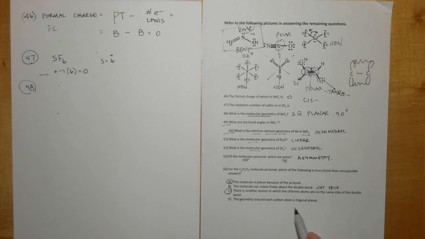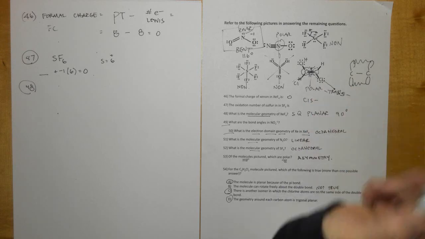The geometry around each carbon atom is trigonal planar, and that we already identified as 1, 2, 3 domains around each one.